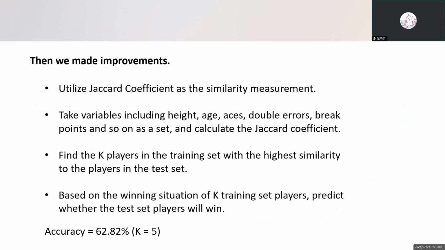After finding the K players in the training set with the highest similarity to the players in the test set, we can predict whether the player can win or not, based on the winning situation of the K training set players. Here, we set K equals to 5 and obtain the accuracy score of 62.82%. The result is relatively dissatisfactory. The method may be inappropriate for this dataset.